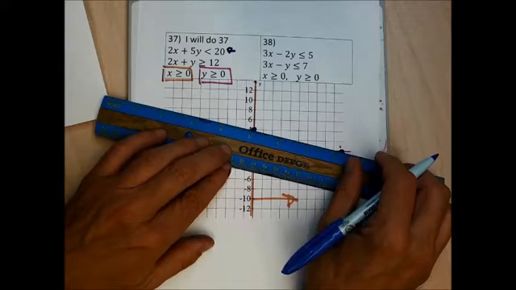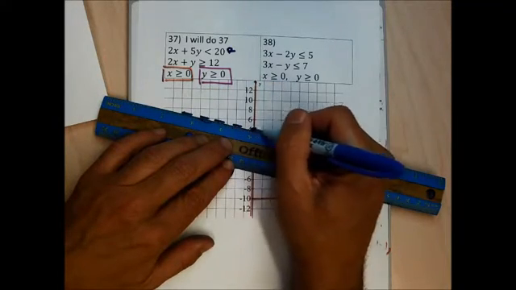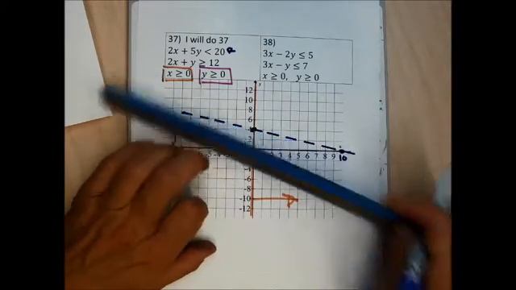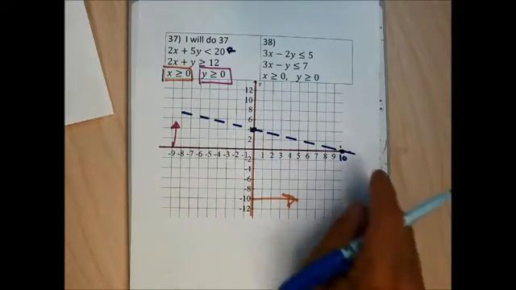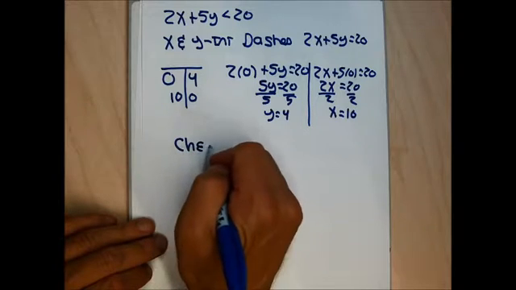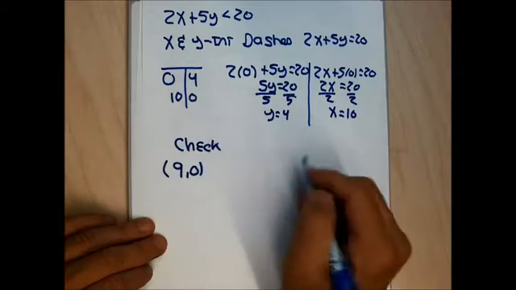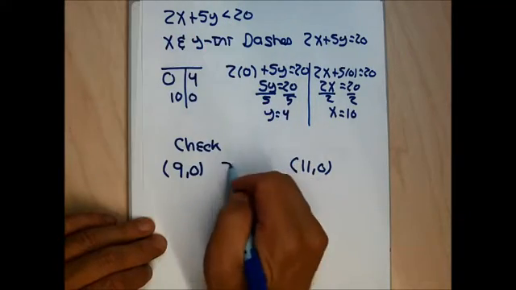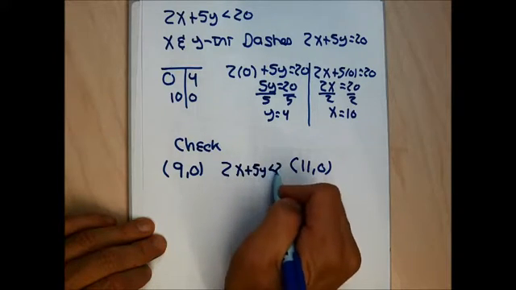So many times if I'm careless, I just automatically go into solid line drawing. And for this section, you'll lose a point if you get the dashed as opposed to solid wrong. I need to check 9 and 11, which are on either sides of this, for shading. So I'm going to check (9, 0), which is to the left of that, and (11, 0), which is to the right of that, and I'm going to check them in 2x plus 5y is less than 20.